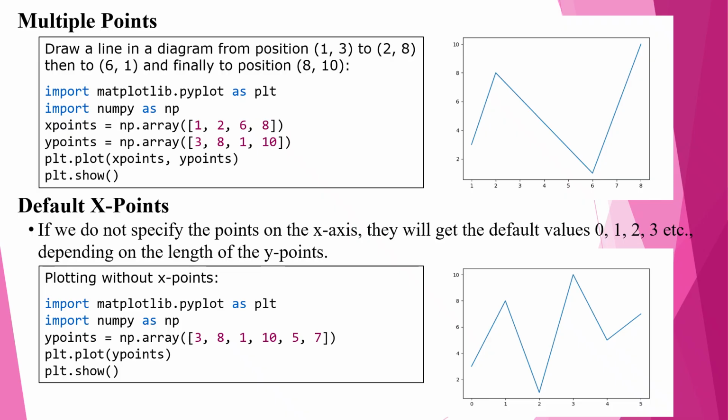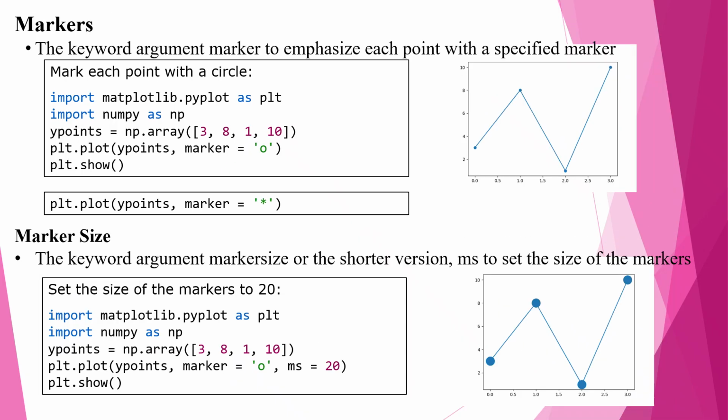In the second part, only the y points array is provided and no explicit x values are given. In this case, matplotlib automatically assigns default x values starting from 0 and increments by 1 for each point. As a result, the y values are plotted against their index positions, creating a line graph without explicitly specifying the x-axis data.